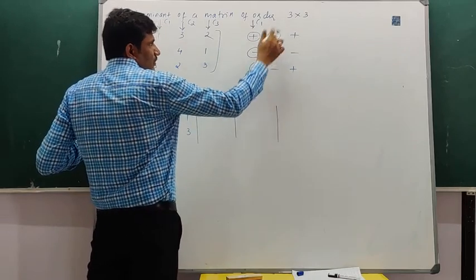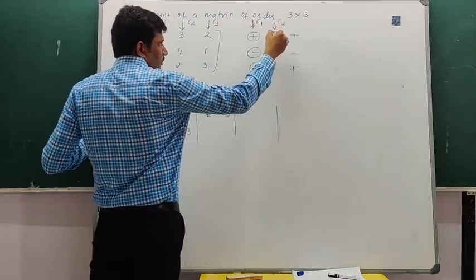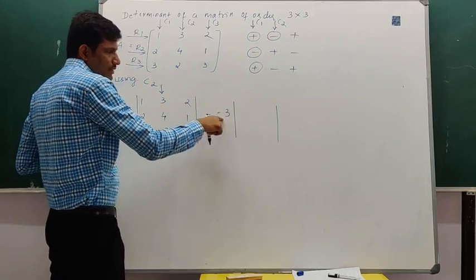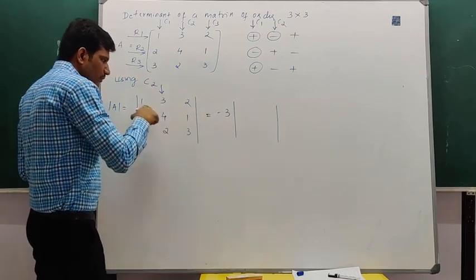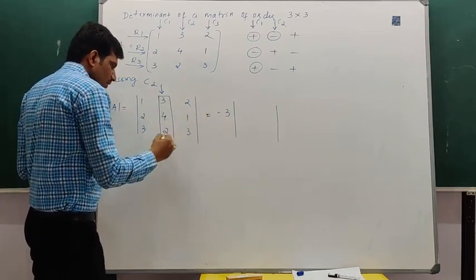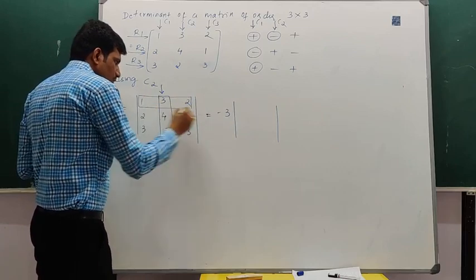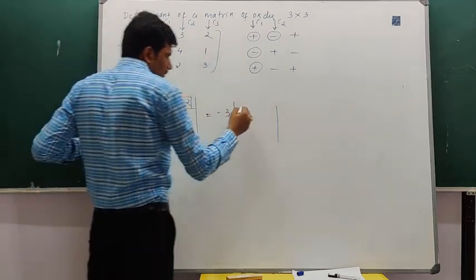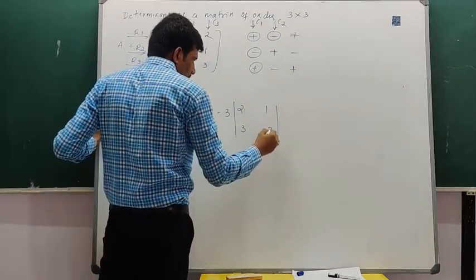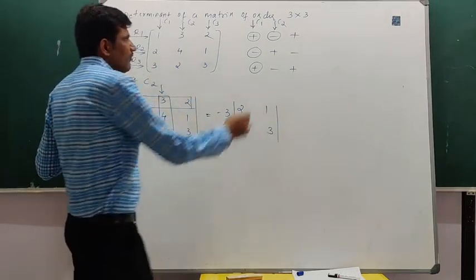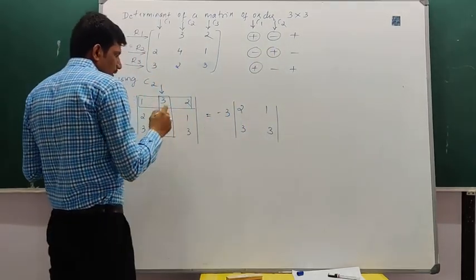What is the sign of the first element in C2? Minus. Minus into plus is minus 3. Now leave this column. Where is this 3 present? 3 is present in the second column and first row. What is left here? 2, 1, 3, 3. What is the sign of the next element? It is plus. Plus into plus here.